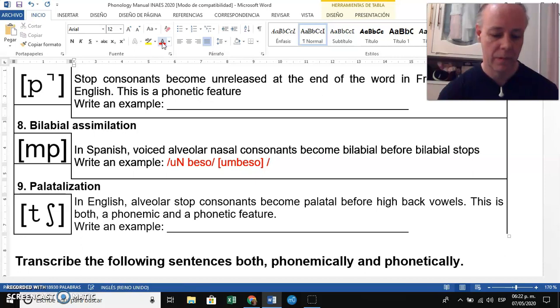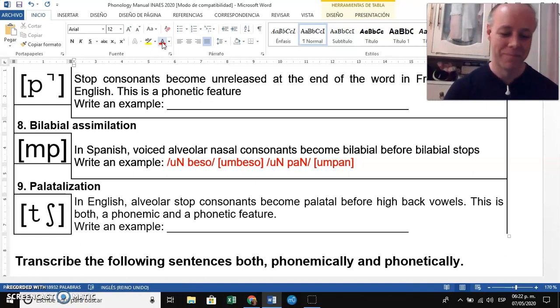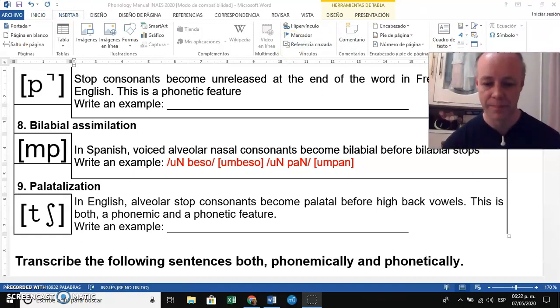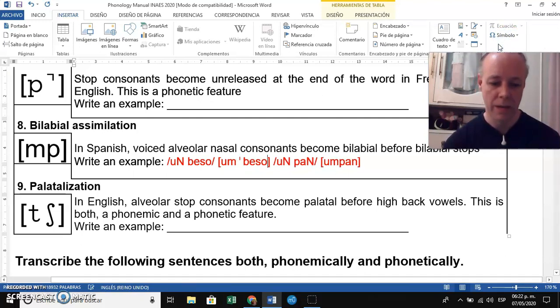Another one. Un pan. How do we pronounce it? Un pan. And some people say un pan with a different pronunciation. Un beso, un pan. Okay. Let's write the diacritic here. The stress mark. Stress here. Un beso and un pan.